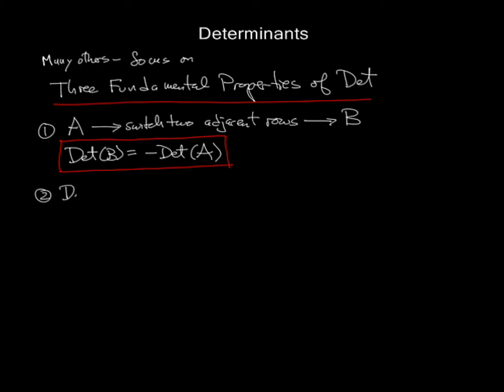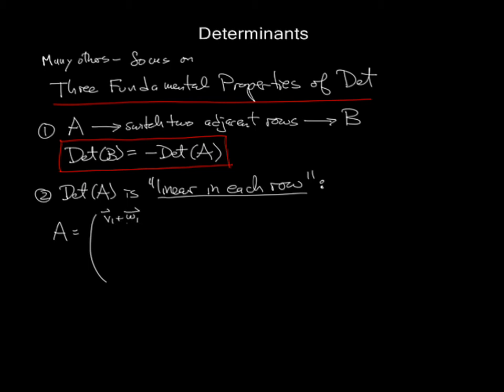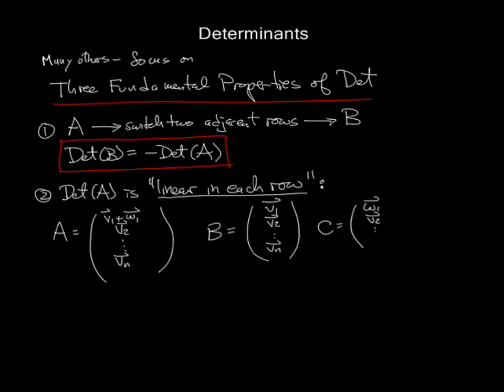Okay? And another basic fact is that the determinant function is linear in the rows. And what that means is that if you have a matrix like this and you think of it in terms of its rows, and the first row is the sum of two vectors v1 and w1, and you make two new matrices, one of them with v1 in the first place and the other one with w1 in the first place, then the determinant of A is equal to the determinant of B plus the determinant of C. It's additive in rows.